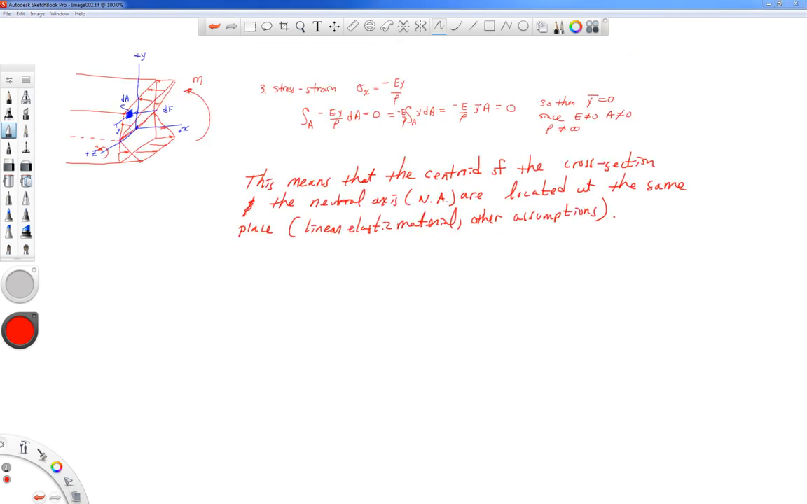All right, that's important enough. Let's go ahead and write that down. So it says this means that the centroid of the cross-section and the neutral axis are located at the same place with our assumptions of linear elastic materials and the other assumptions that we talked about for Bernoulli-Euler beam theory.